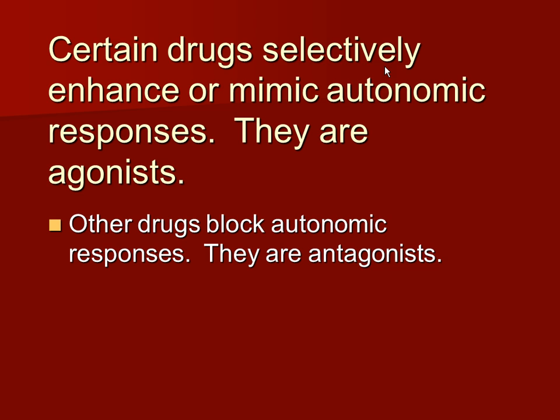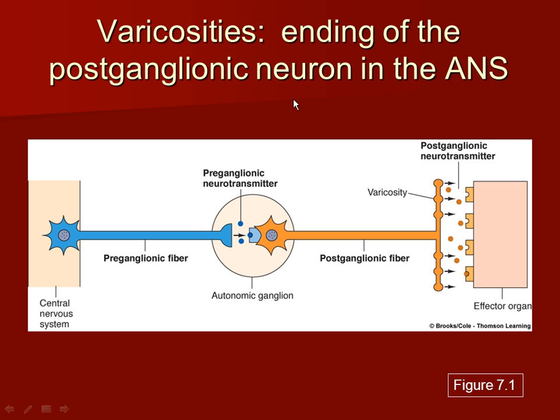Antabuse is another one for people that are alcoholics. This Antabuse is an antagonist to the enzyme that breaks apart alcohol. So they drink alcohol and they get really sick from it because they can't process it. Okay, and then I already mentioned this, varicosities. They're basically terminals, but they're specialized terminals for the autonomic nervous system.